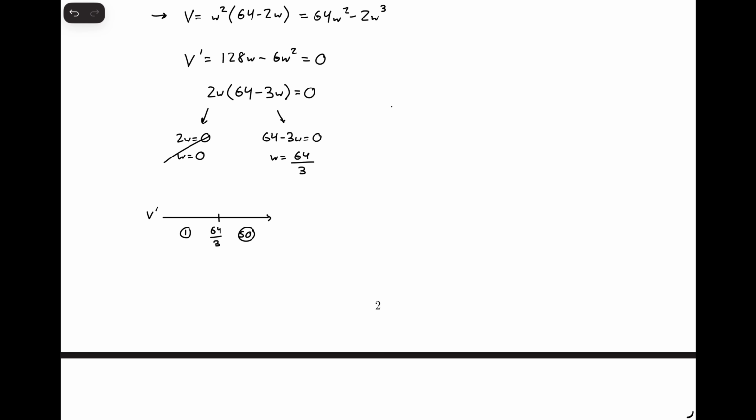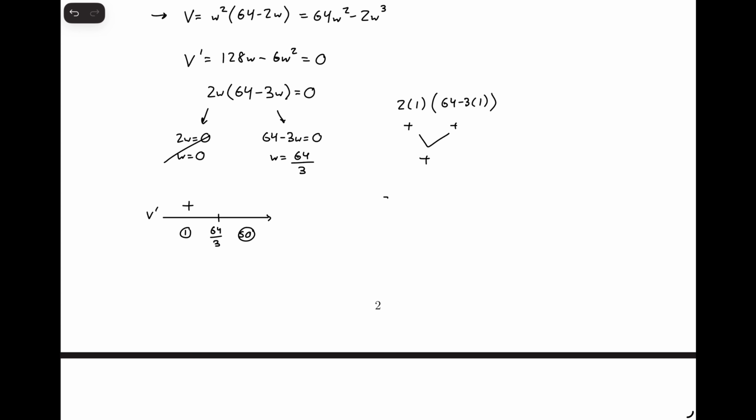We're going to be looking at V prime, and 2 times 1, and then 64 minus 3 times 1. I don't need to actually solve for the value. I just know 2 times 1, in terms of factors, is a positive. 64 minus 3 times 1 is a positive. And a positive times a positive yields a positive. So this is positive here.